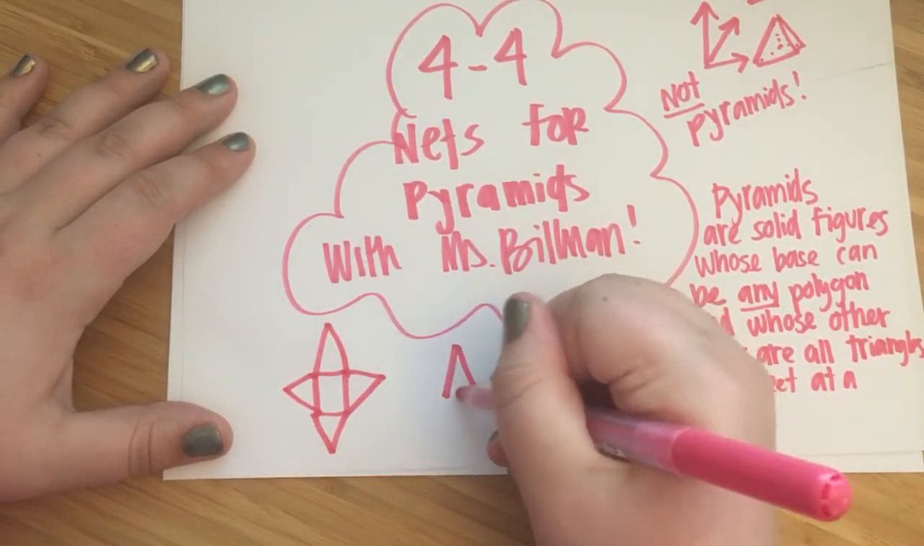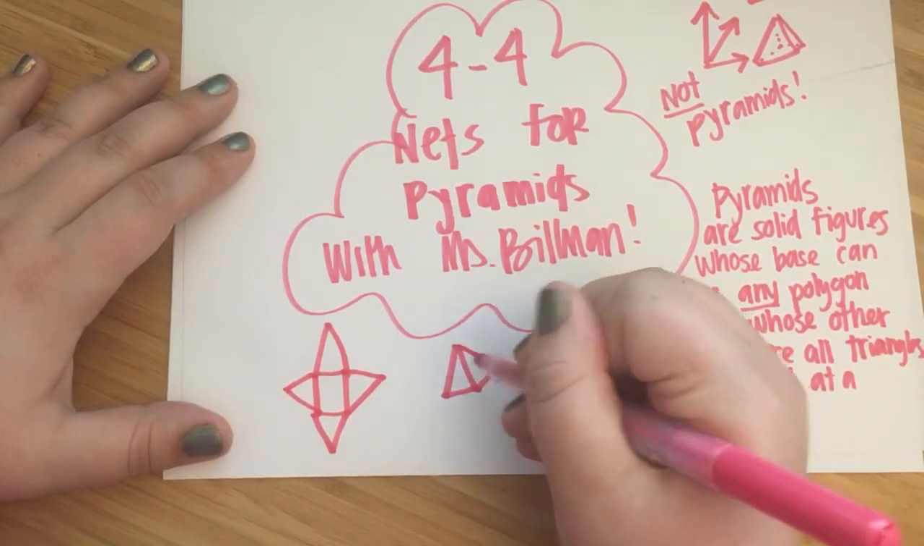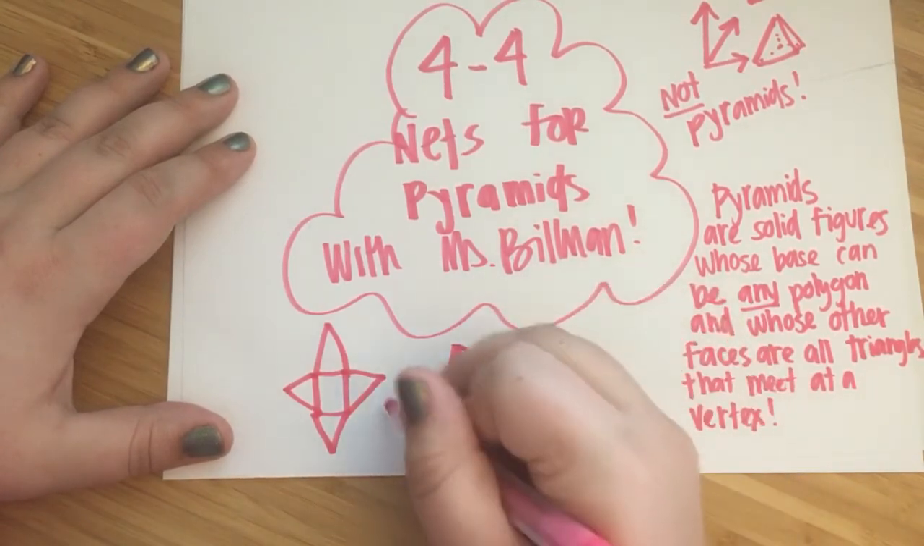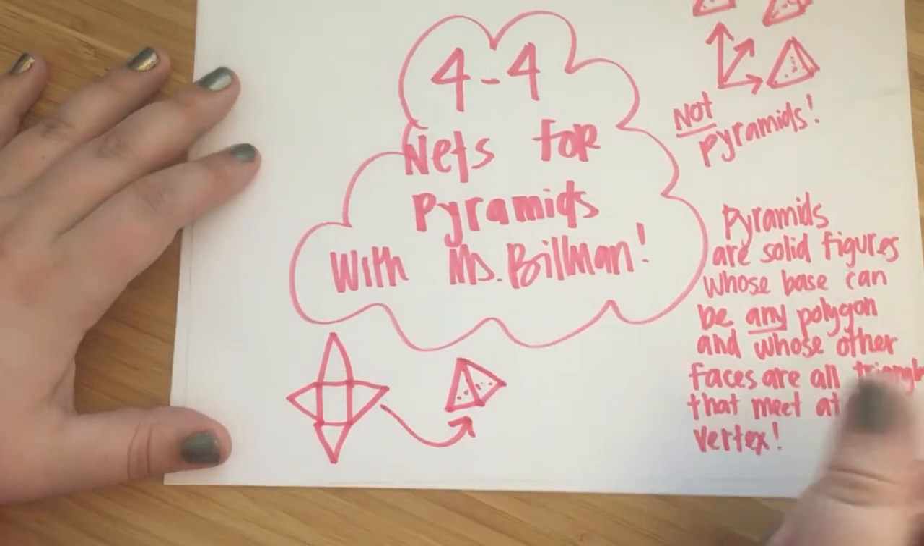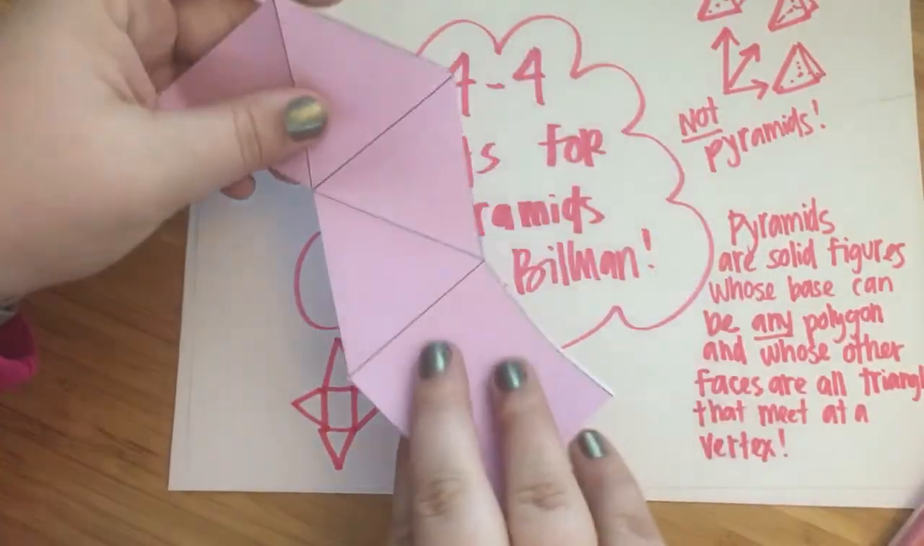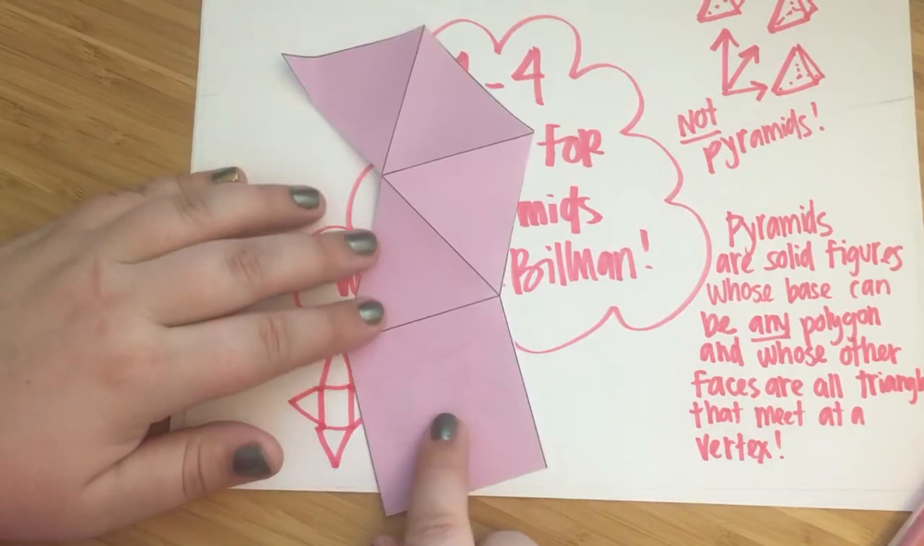So I have my triangle. I can't just leave that alone, but its other sides. Notice this could be a square or a rectangle, because my drawing is pretty terrible. But let's look at another one.